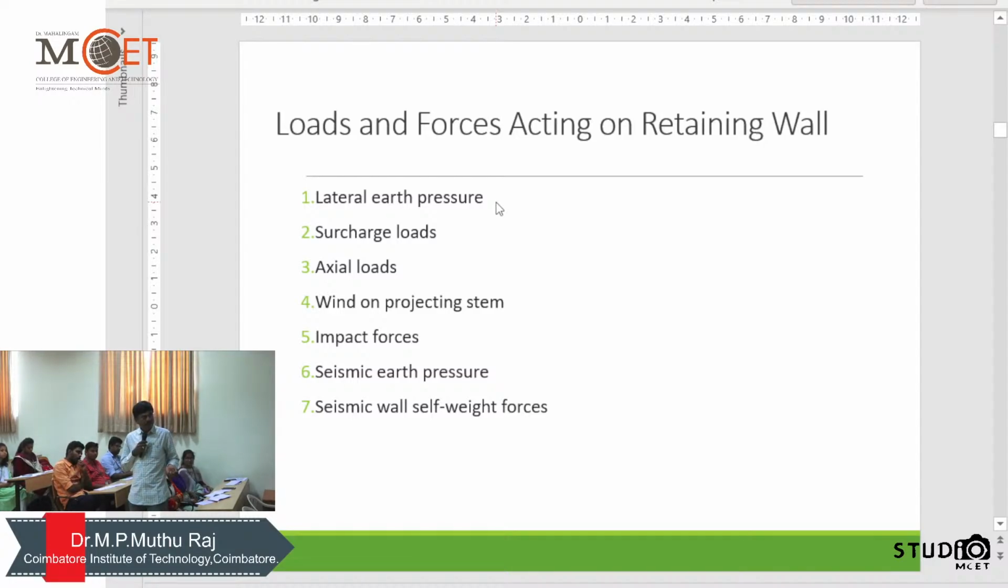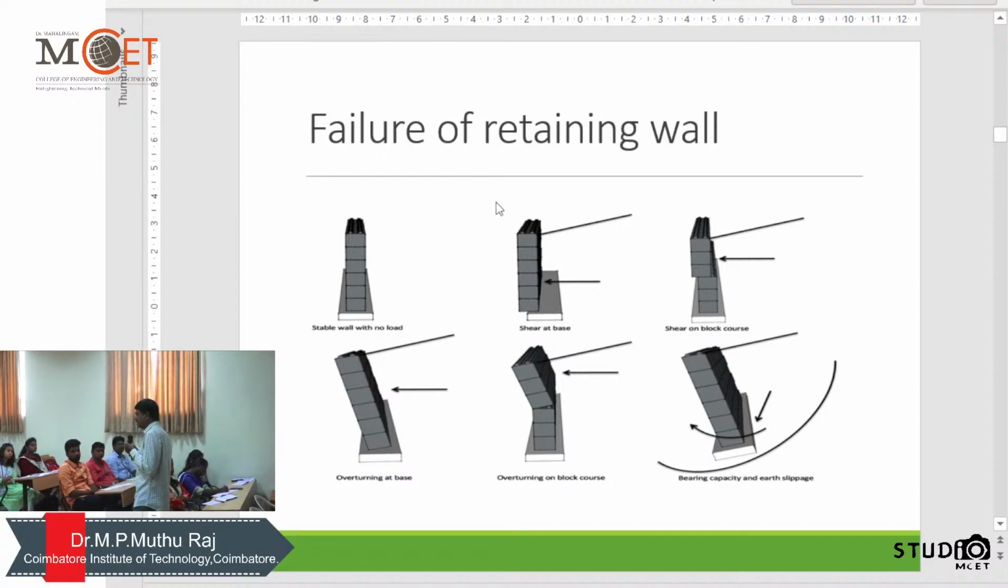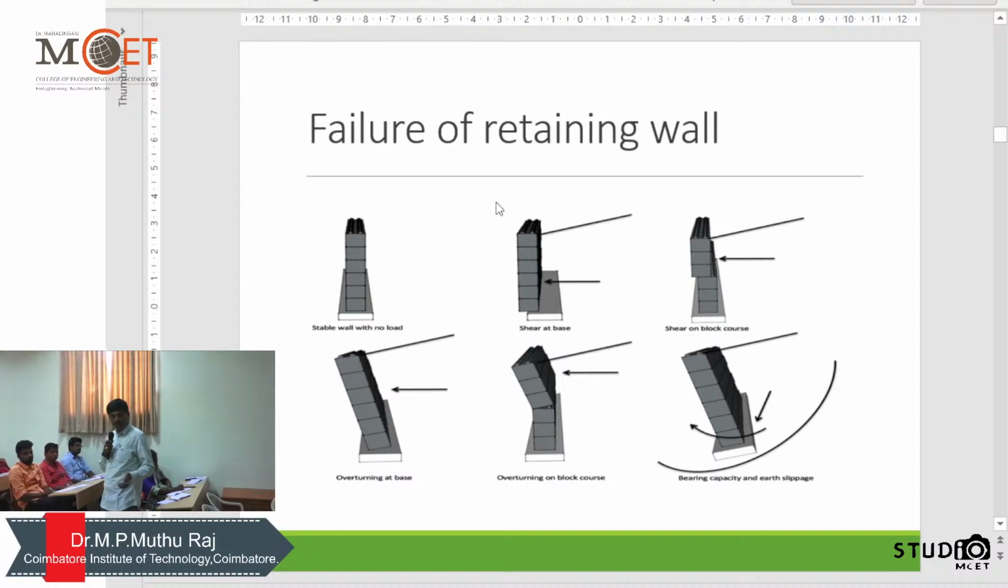Likewise, you have other axial loads, then impact forces, then the earth pressure caused by seismic forces. How to balance these forces? Because when this system of forces is acting on the wall, we will try to understand how these forces can be effectively transferred to the system.